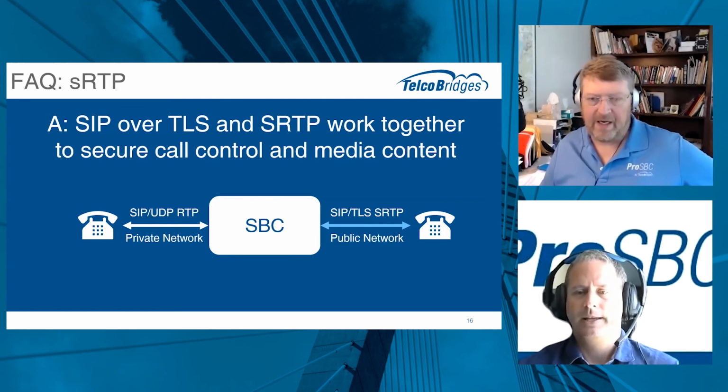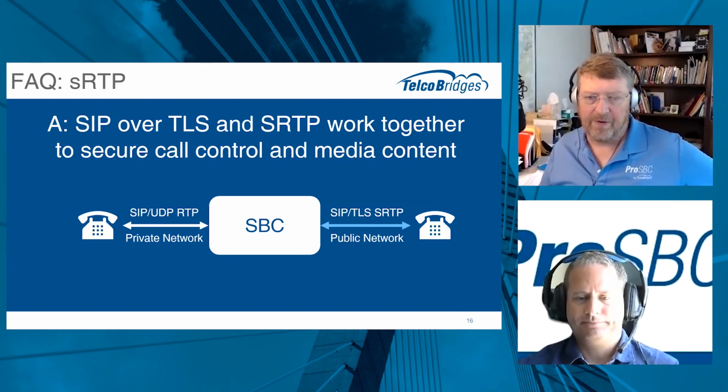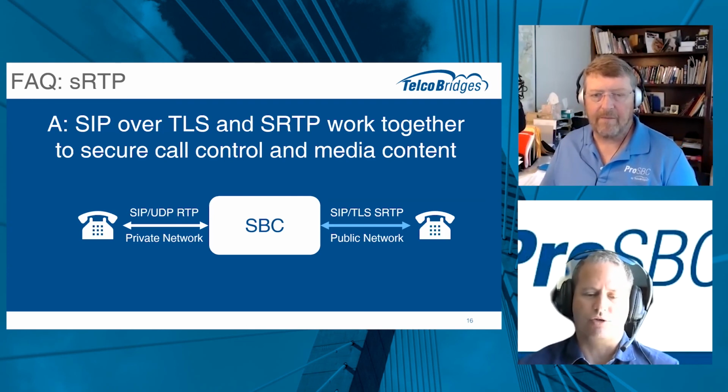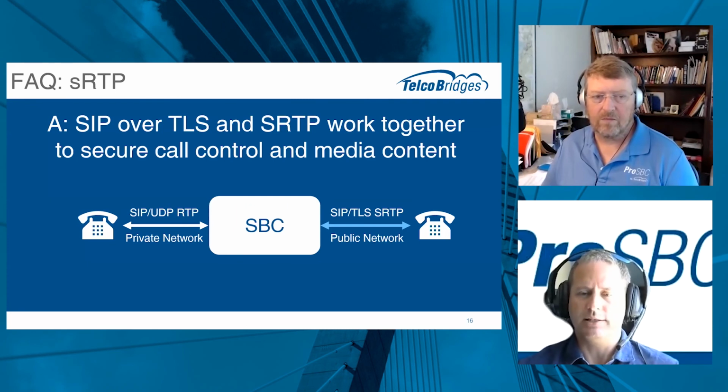Yeah, they kind of go hand in glove, right? If you're going to use SRTP, you have to use TLS because you have to encrypt the key exchange. Correct, because if you can sniff the SIP traffic, you can know the key that is used for the RTP, and then you can decrypt it very easily. Right. Okay.